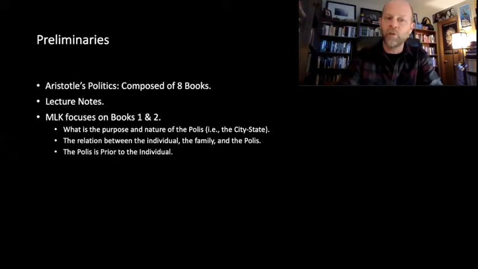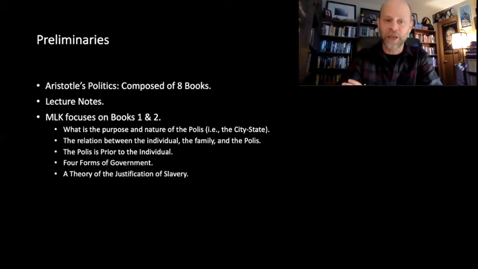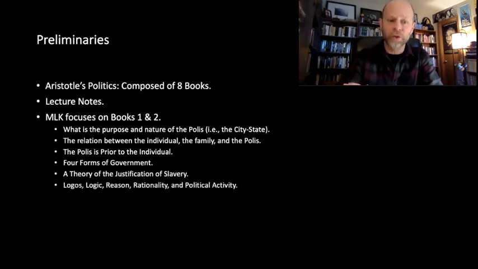We will look at what exactly it means to say that the polis is prior to the individual. We'll look at some of the different forms of government that Aristotle mentions. And we will look at Aristotle's theory and justification of slavery. And we will consider in what way the term logos relates to terms that you might be more familiar with, terms like logic, reason, rationality, and how all of that fits into Aristotle's view of political activity. And then finally, we will consider Aristotle's ideal form of political rule. What would that look like?